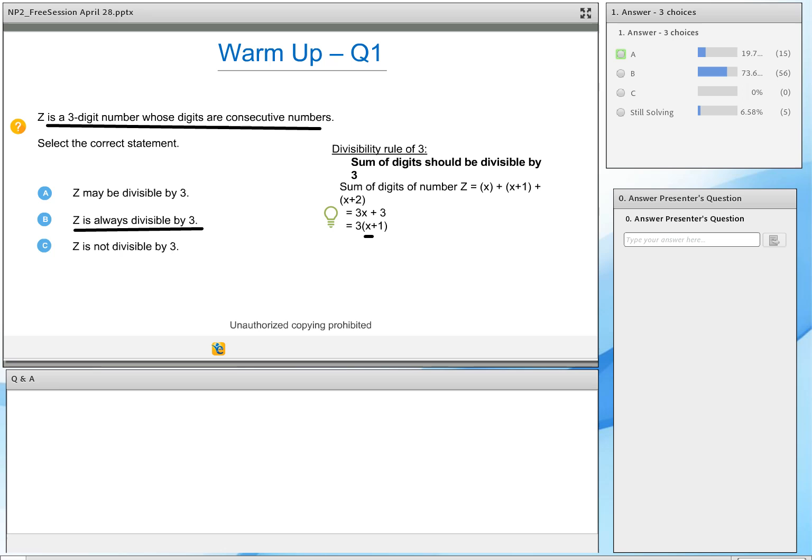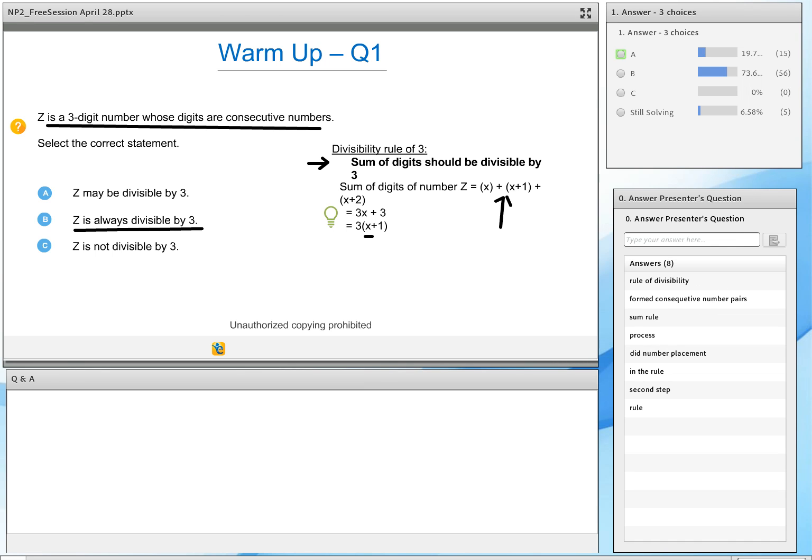So for those of you who did not select choice B as the correct answer, which step did you falter in? You could have either faltered at this step over here, wherein you didn't know what the divisibility rule of 3 is, or you could have faltered at this step, wherein you didn't know how to process this information about the digits being consecutive numbers. So which step did you falter at? Rule, okay, then the feedback for you is that you need to go back and revise the concept.